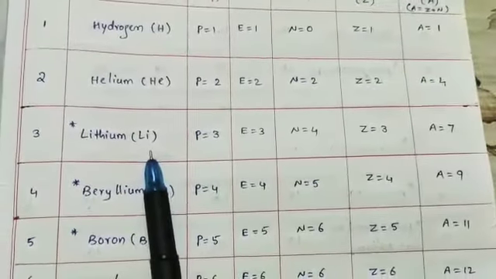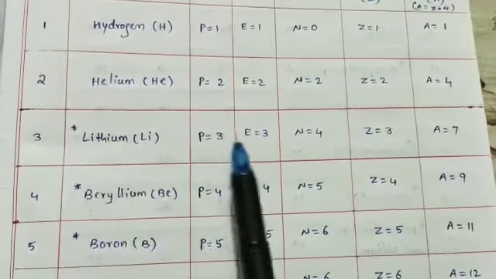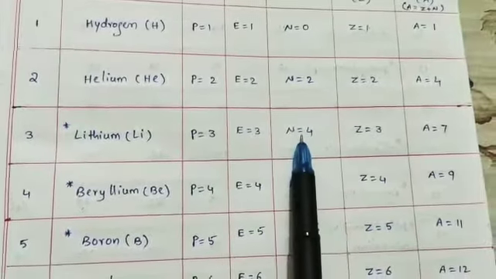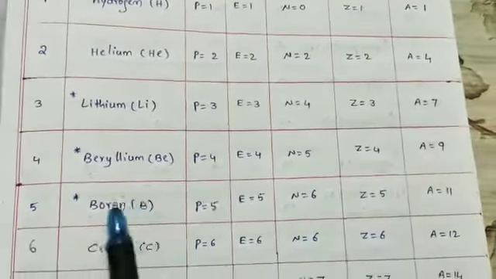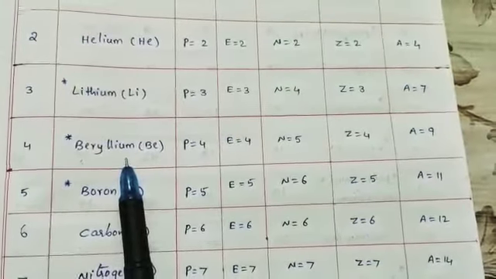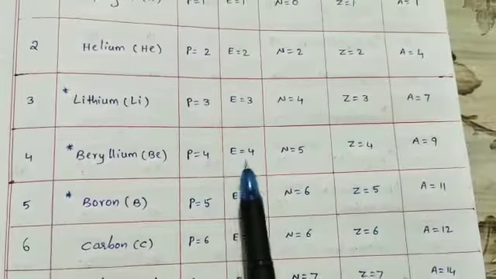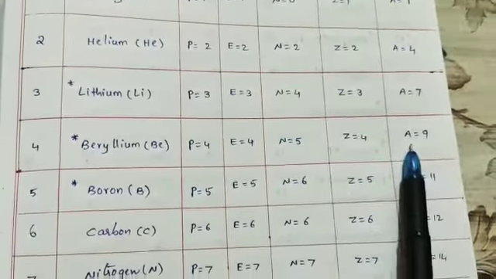For the lithium element, if we consider it, it is an odd element, a highly reactive element, we know, because it contains an unequal number of protons, electrons, and neutrons. Therefore the atomic mass is 7. For the beryllium element, it is an odd element, which contains an unequal number of protons, electrons, and neutrons. So the atomic mass is 9.